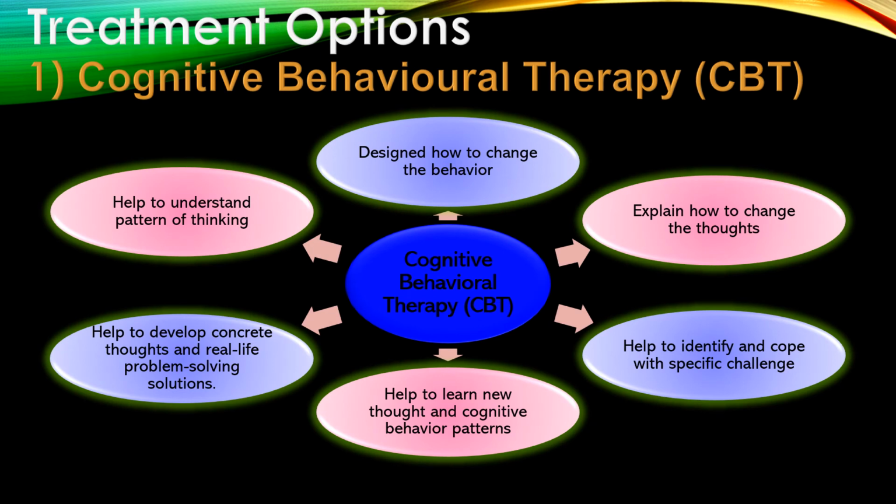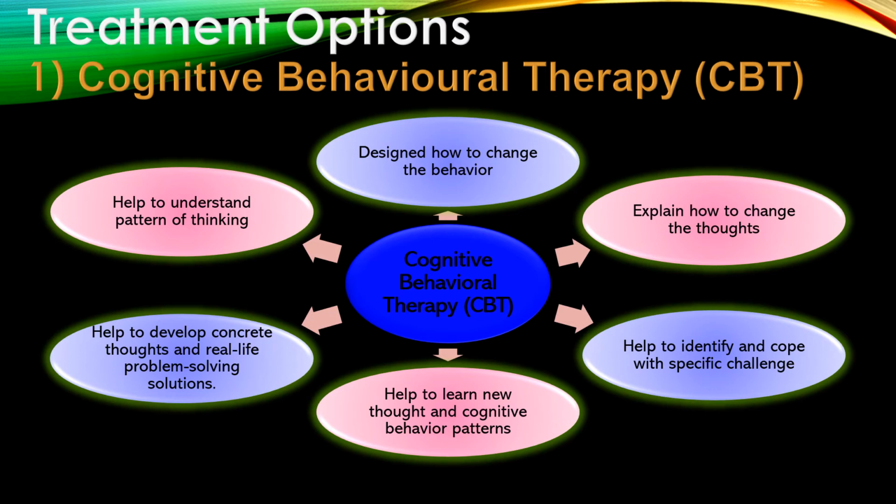What are the treatment options for schizoid personality disorder? The first treatment option is cognitive behavioral therapy. CBT is a hands-on approach of helping a person understand that their thoughts are directly connected to how they feel and how they behave.